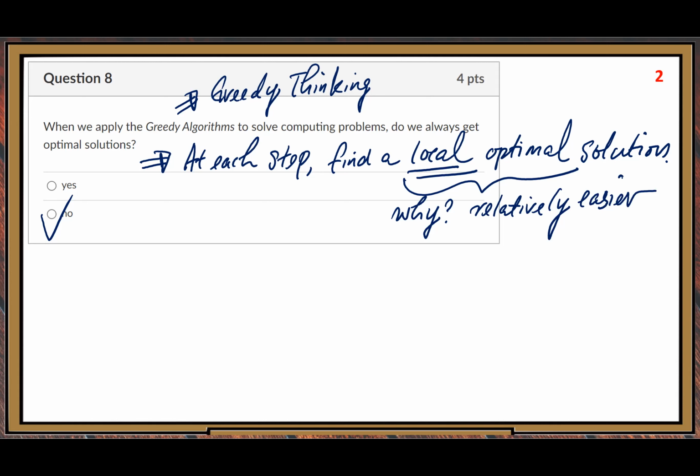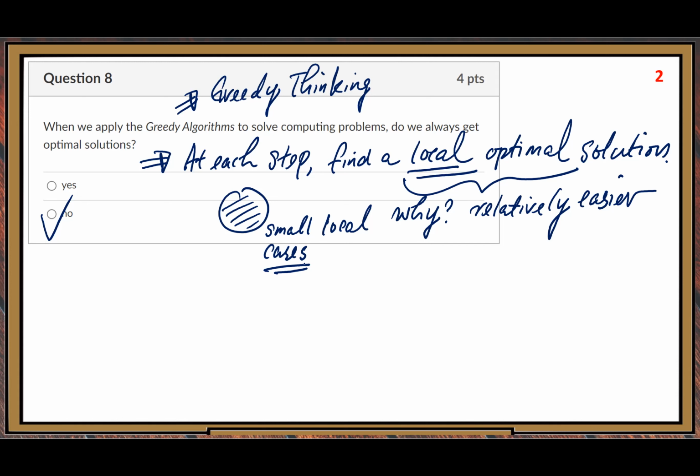Global optimal is too hard. Local optimal, because you only need to consider some local cases, small local cases. Then it is relatively much easier. Global cases, too many global cases. So we cannot find a relatively fast global solution.